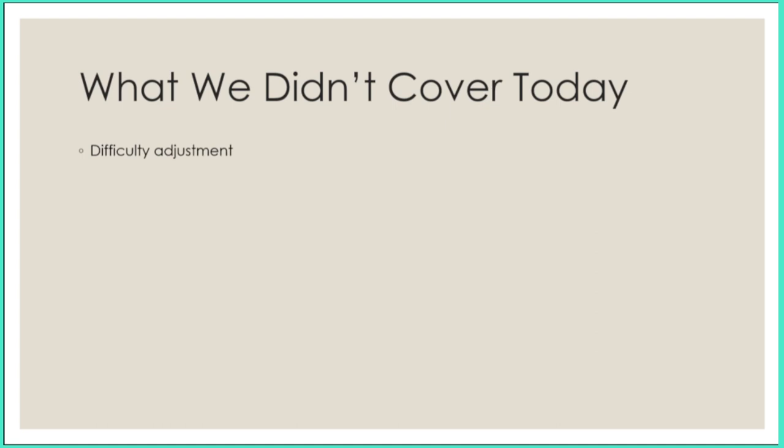In difficulty adjustment, the idea is simple. Take the last 1,000 blocks, look at how long it took to create them, or somehow approximate it using timestamps. And then if it took like 80% of the time you thought it should take, then you increase the difficulty by 25%.